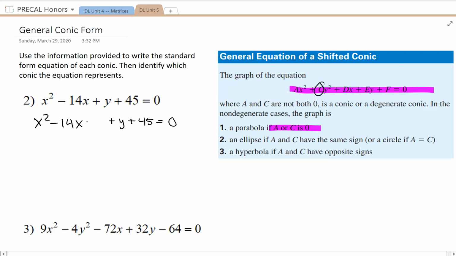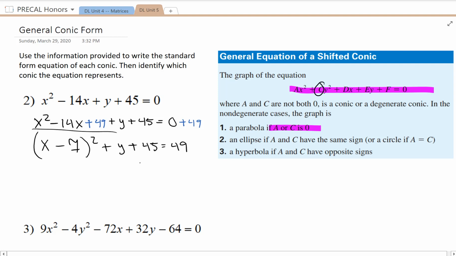We are going to add negative 14 divided by 2, which is negative 7. Negative 7 squared is 49. We're going to add 49 to both sides. Okay, this trinomial is a perfect square trinomial. It factors to be x minus 7 quantity squared. And then we have plus y plus 45 equals 49.